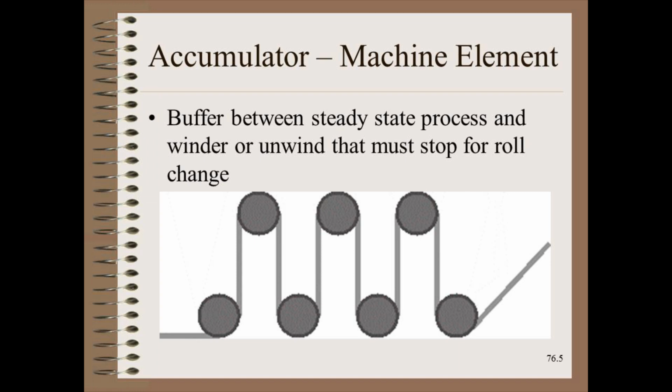The accumulator is a series of top and bottom rollers that serve as a buffer between a steady-state process and a winder or unwind that must stop for roll change. The accumulator is an alternative to stopping the process for roll change or using an expensive turret winder or unwind.